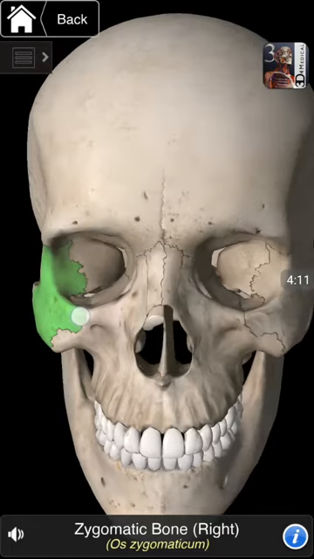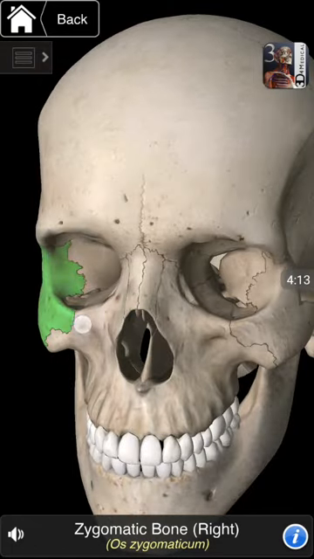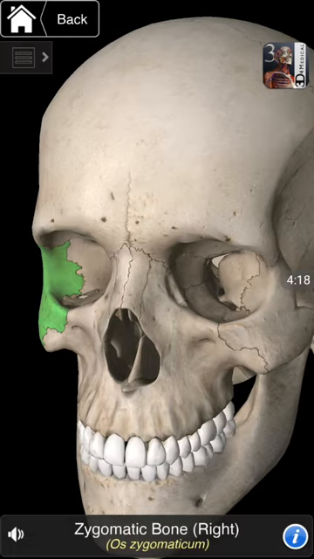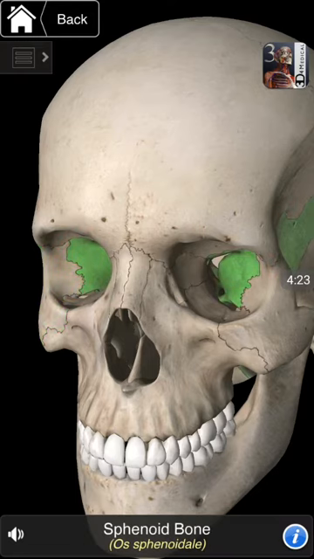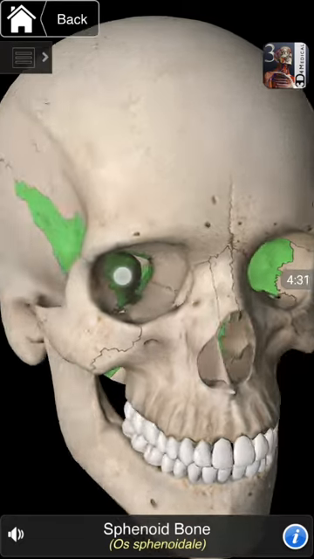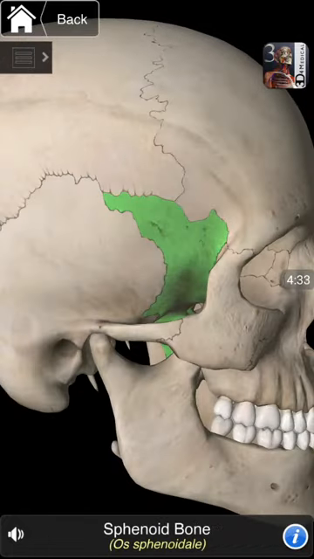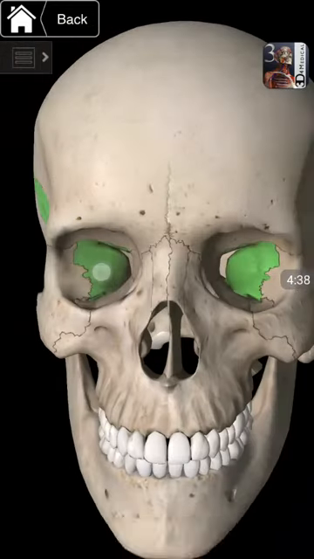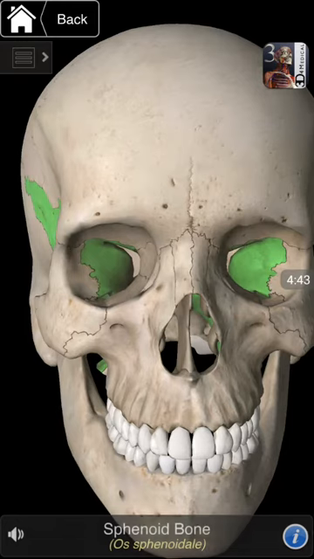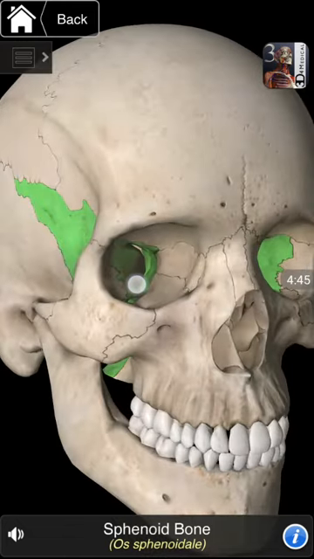And here comes the zygomatic bone. You can see it forms the lateral wall of the orbit anteriorly, and the lateral wall posteriorly is formed by the sphenoid bone, the greater wing of the sphenoid. So this is the whole sphenoid bone. You can see it here, forming the posterior part of the lateral wall of the orbit, and anteriorly the zygomatic bone.